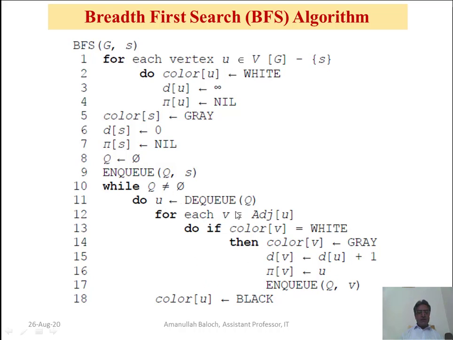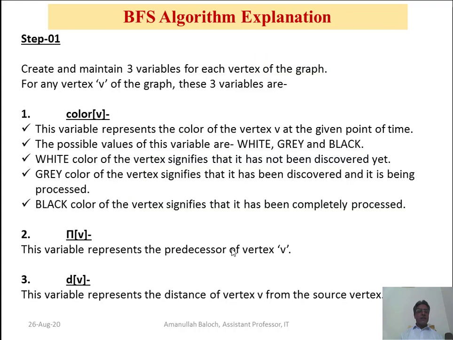Then we will execute this whole code from line number 11 to line number 18. All of this code belongs to the while loop, the body of the while loop. We will discuss this code in detail in the next slides. Here, breadth first search algorithm explanation.